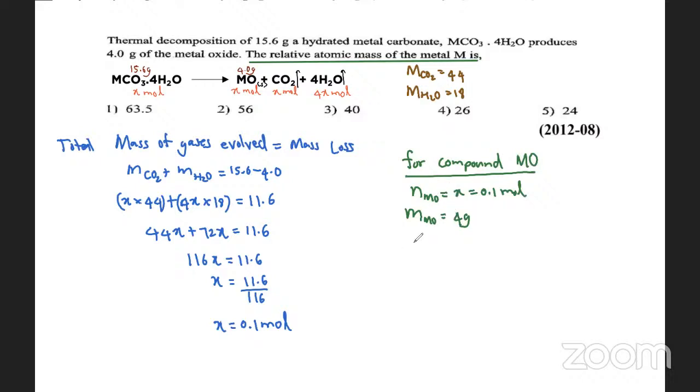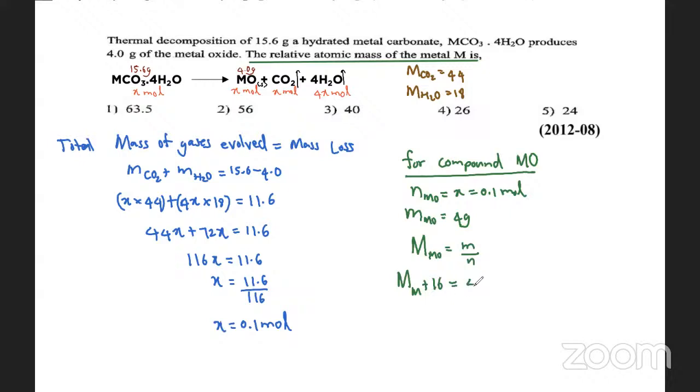What is the molar mass of MO then? What is the equation for molar mass of MO? Molar mass of MO is mass over number of moles. Then next, molar mass of MO is the molar mass of M, which we are supposed to find out, plus what is the molar mass of oxygen?